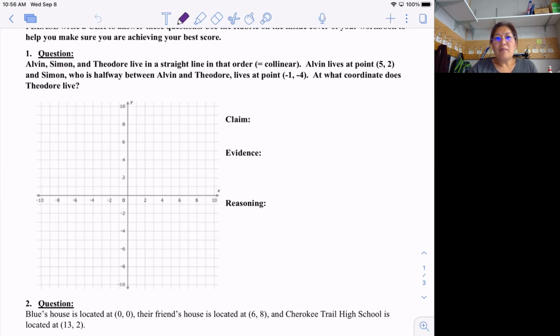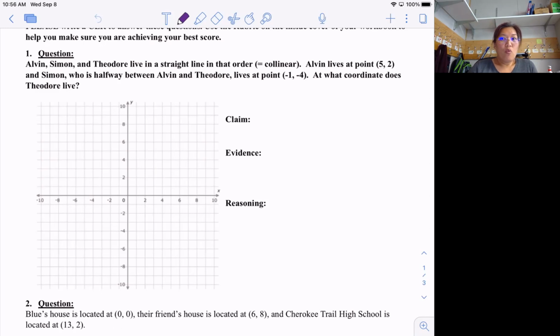So, all right. Alvin, Simon, Theodore live in a straight line in that order. Therefore, they are considered collinear points. Alvin lives at the point (5, 2), and Simon, who is halfway between Alvin and Theodore, lives at the point (-1, -4). At what coordinate does Theodore live? So in our claim, evidence, and reasoning, we need to have a claim. Our claim should answer the question, at what coordinates does Theodore live?